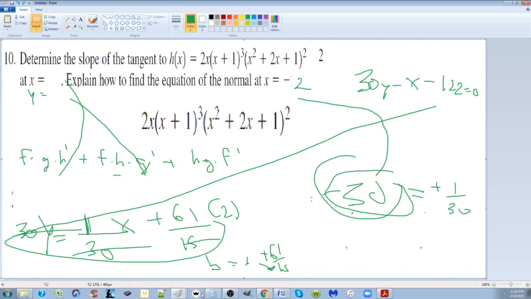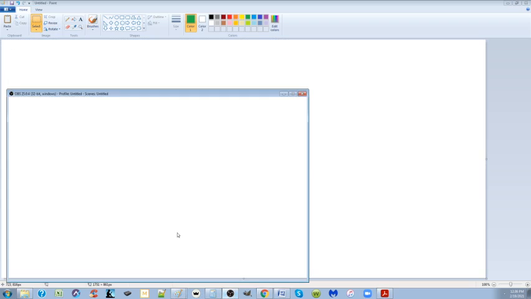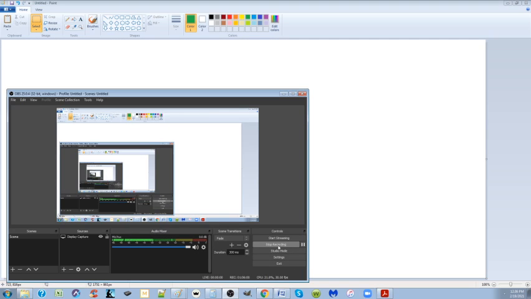I'm going to stop here. I'm going to continue in a little bit. You can see how slow and long it takes, but the more you do it, the easier it is on a test.